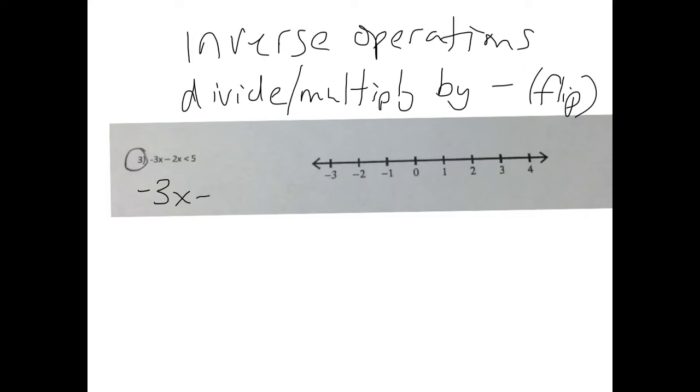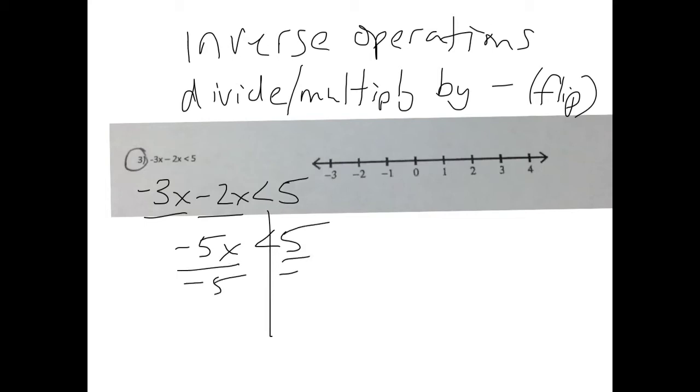Negative 3x minus 2x less than 5. We draw our line down. We check out both sides to see if we need to simplify. This left side has two things that are like terms, so we do negative 3x minus 2x is negative 5x. Bring down our less than, bring down our 5. And then we're already to the last step. When it's beside it, we divide it. So divide both sides by negative 5. That becomes x. The sign flips because of this right here. I divided by a negative. 5 divided by negative 5 is negative 1.